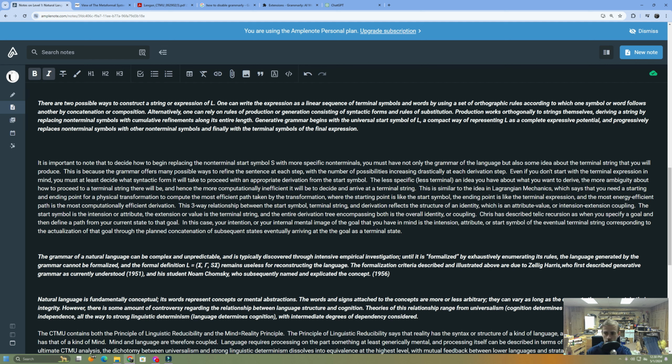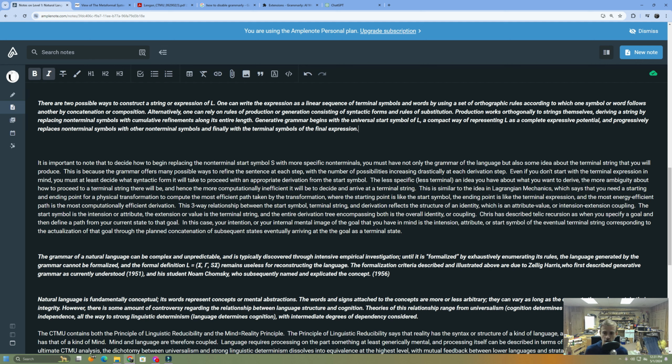Even if you don't start with the terminal expression in mind, you must at least decide what syntactic form it will take to proceed with an appropriate derivation from the start symbol. The less specific or less terminal an idea you have about what you want to derive, the more ambiguity about how to proceed to a terminal string there will be. And hence, the more computationally inefficient it will be to decide and arrive at a terminal string.